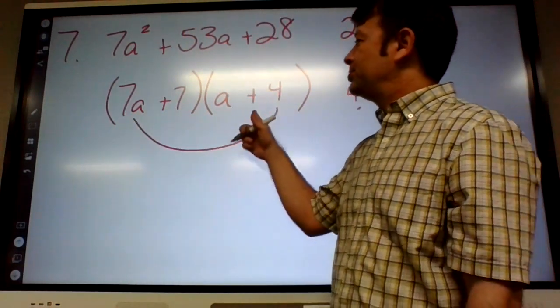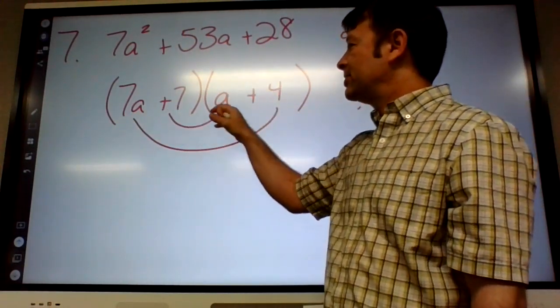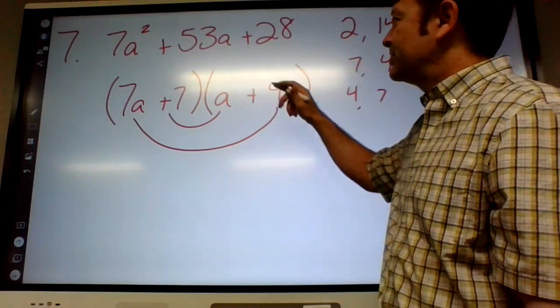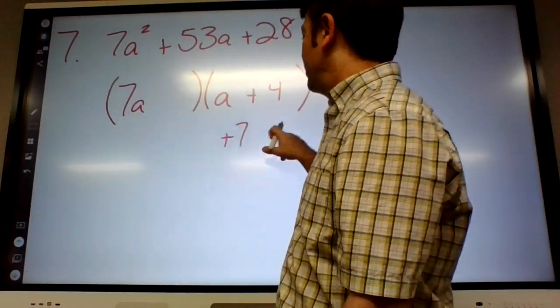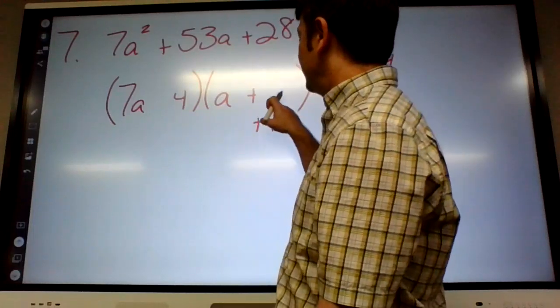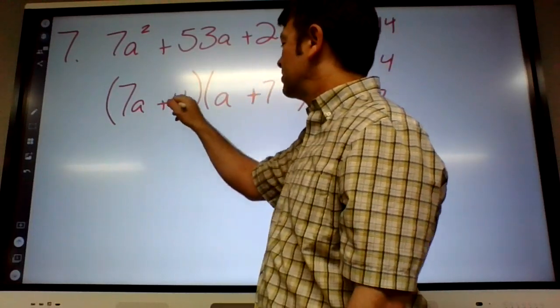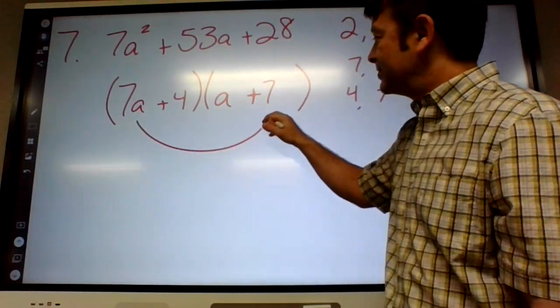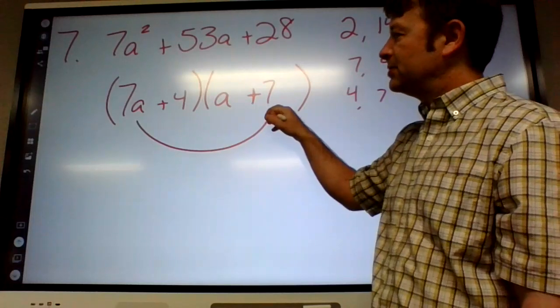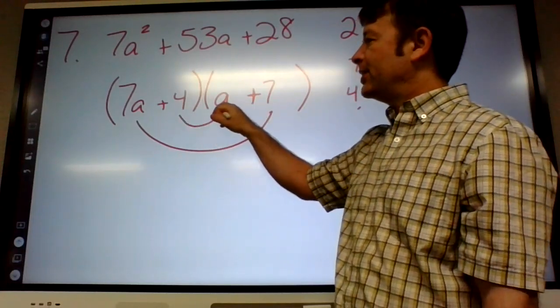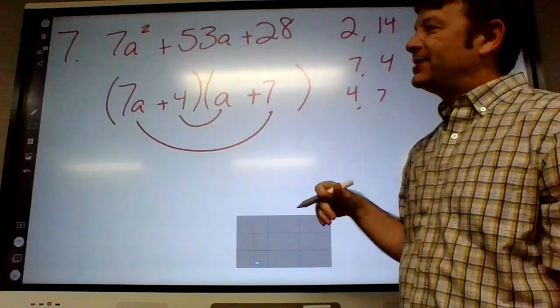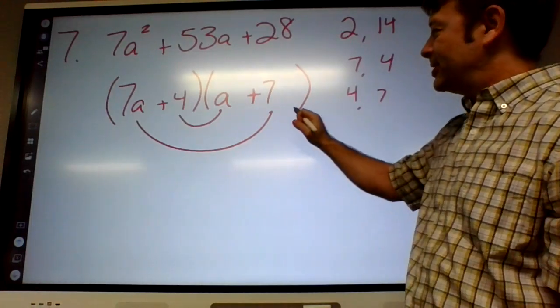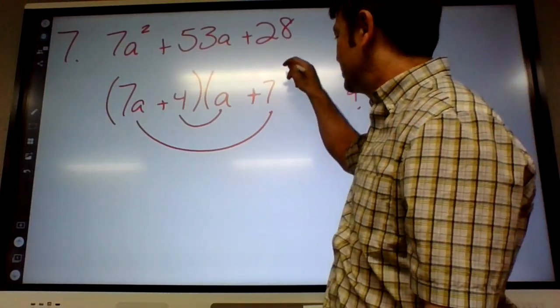That would be 28a plus 7a, which is not 53. Incorrect. Okay, but what if it is 4 and 7? So now the outside is 49a plus 4a, yay, which is 53a. Notice how important knowing the times tables is for this assignment.